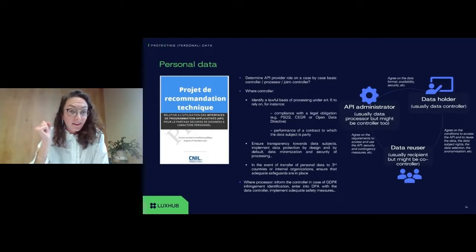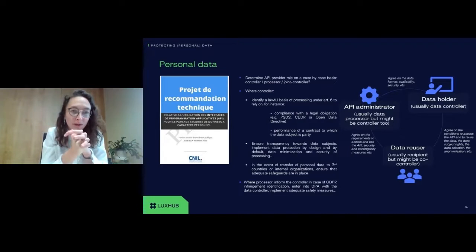And of course, we have the data reuser, the one that is consuming this data. Well, the French Data Protection Authority tells us, usually we consider them as recipient. Sometimes it happens that they are co-controller. For instance, you can have a data holder and a data reuser that decide, okay, we want to have a new marketing campaign together. So we have one purpose that is the same for both. Then we might imagine that we have co-controllership.